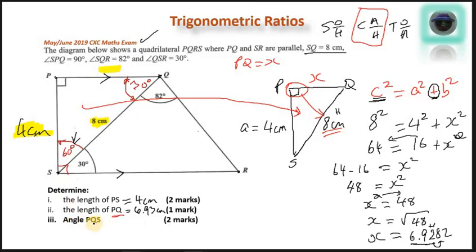All right, so now we need to look at angle PQS. Where's angle PQS? We're looking at here, P, going to Q, going to S. And we actually found that angle. That angle is actually 30 degrees.